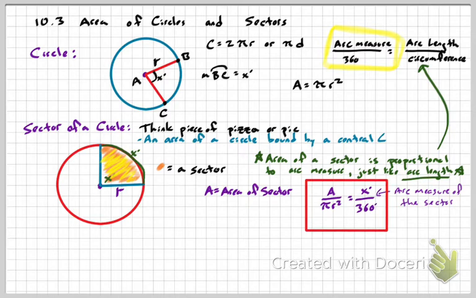So that is our big new equation for the day. That is the equation for area of a circle, but it's the area of a sector of a circle. But it's important to understand that A represents area of the sector that you're looking at. Pi r squared is our total area of our circle. X is the arc measure of the sector you're looking at, and then 360 is our constant. So now let's jump into a couple examples.